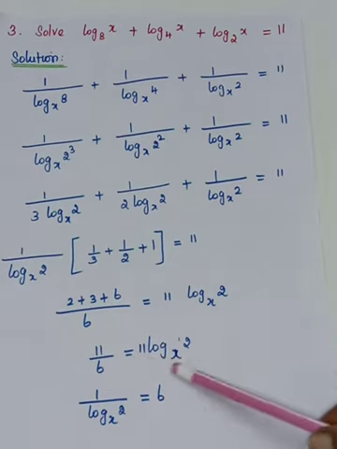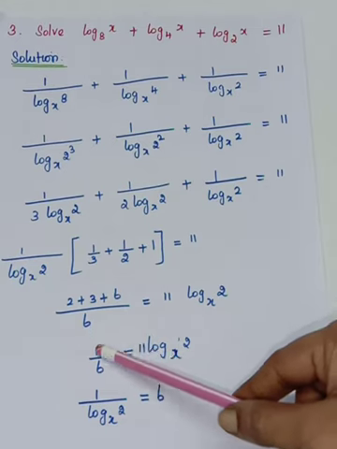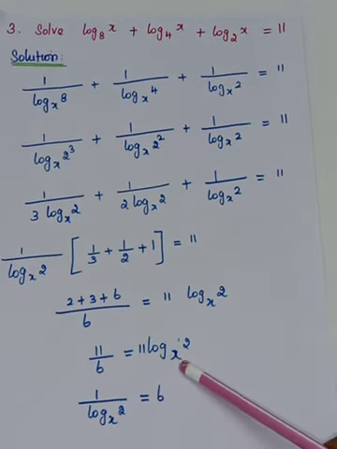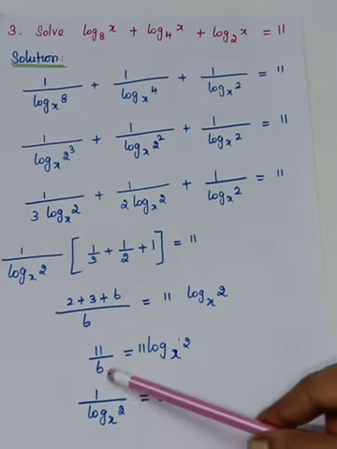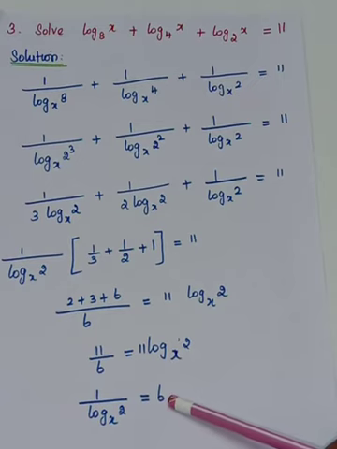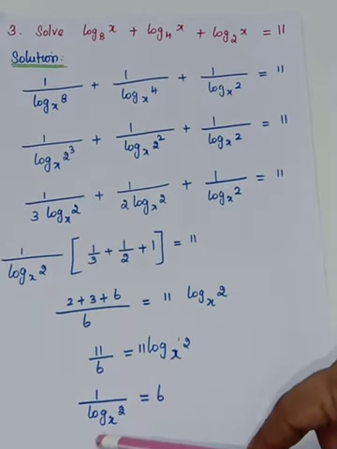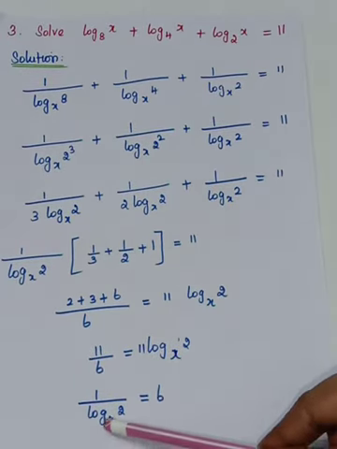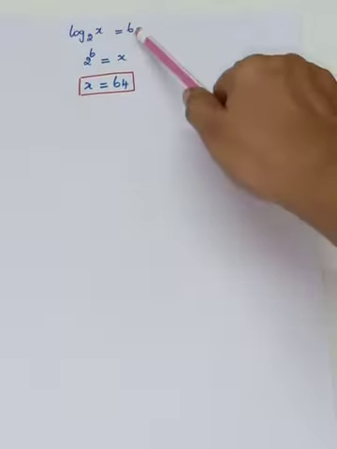So you bring this term to the denominator. So 11 is getting cancelled. Here you are having 1 by 6. So here it is equal to log 2 to the base x. You just bring it to the denominator, and 6 is already in the denominator, so when you take it to the right side, it is 6. So 1 by log 2 to the base x, if we apply the change of base rule, it is log x to the base 2, isn't it? Log x to the base 2, that is equal to 6.